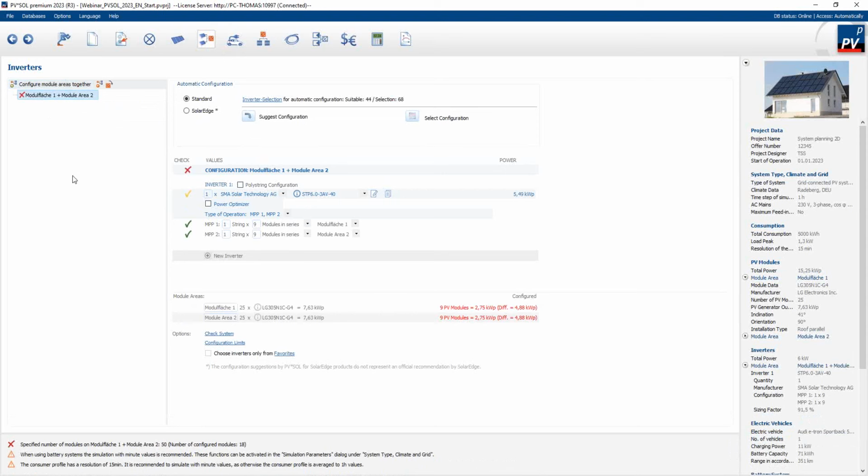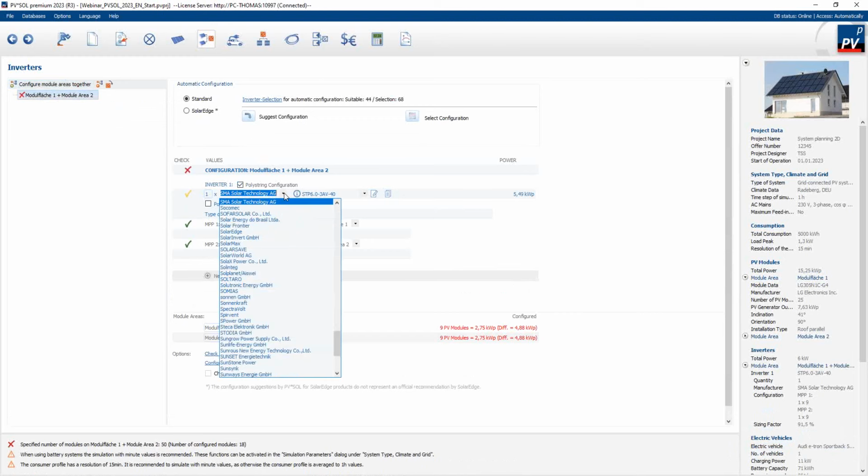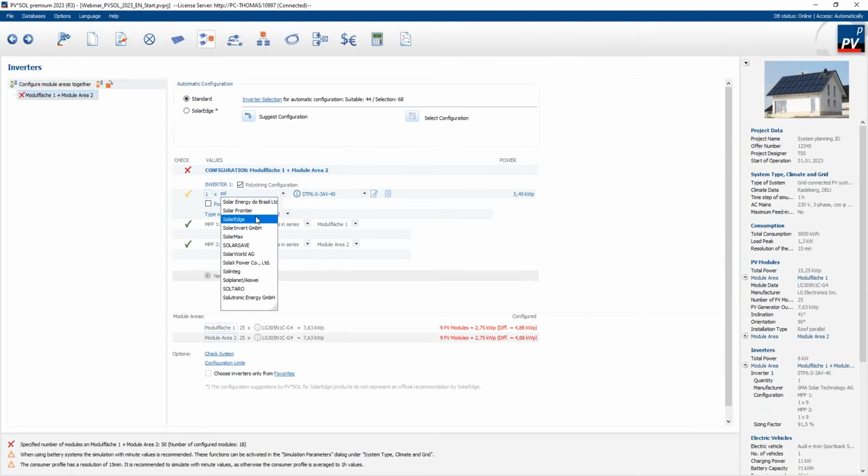So if we now search for an inverter configuration, then both module areas have to be configured to separate MPP trackers. So the software only considers inverters with 2 or more MPP trackers now. If we want to have both module areas at one MPP tracker, we have to select the polystring configuration. So we have to do it manually here. So that's what we want to show now, and we want to also use power optimizers for that.